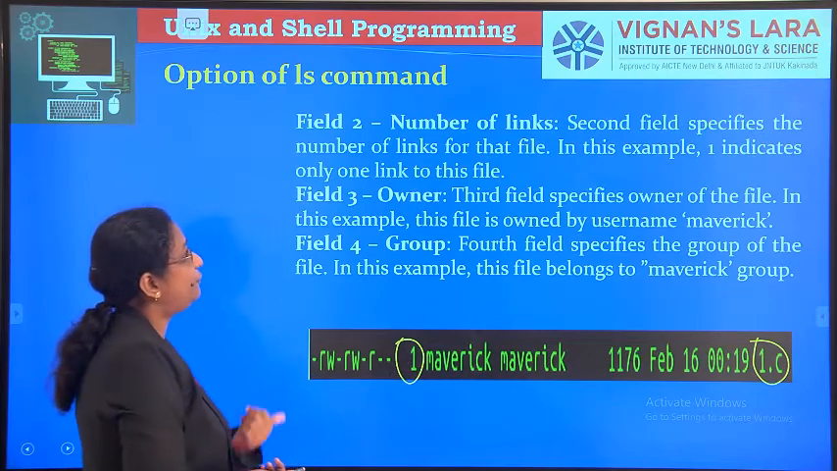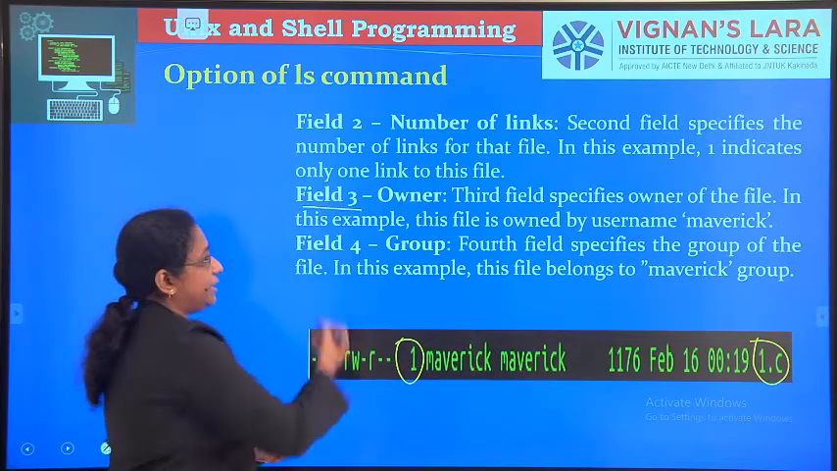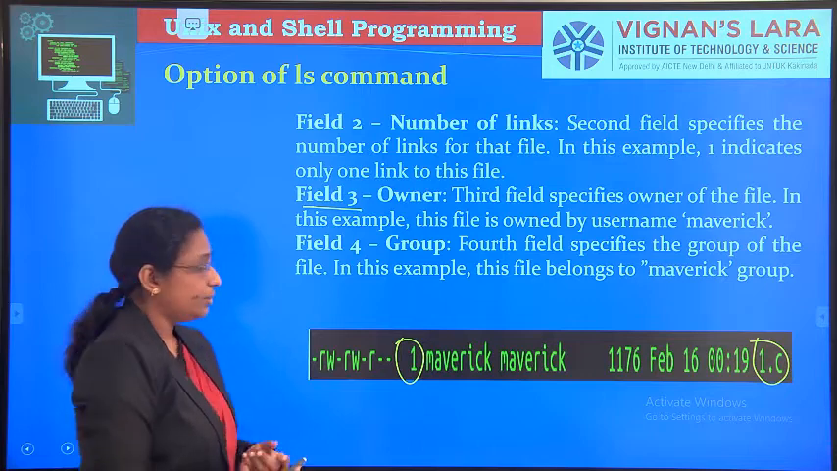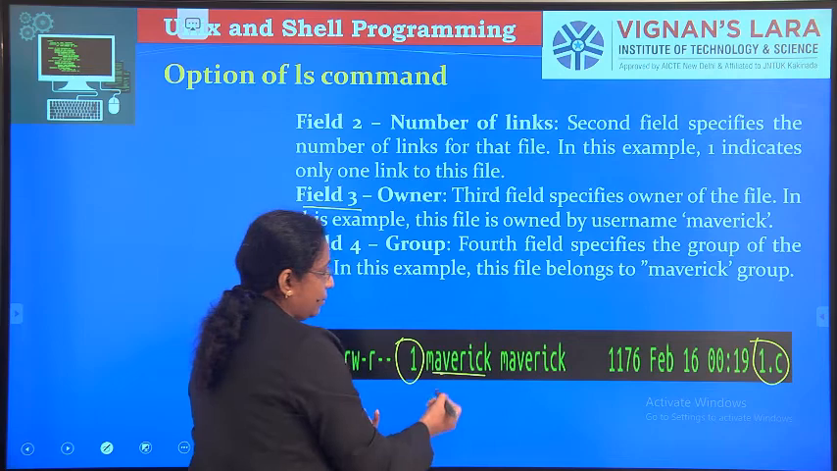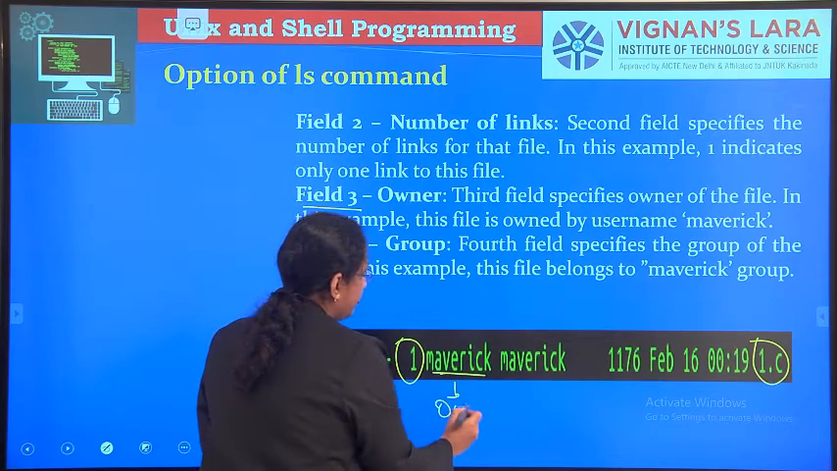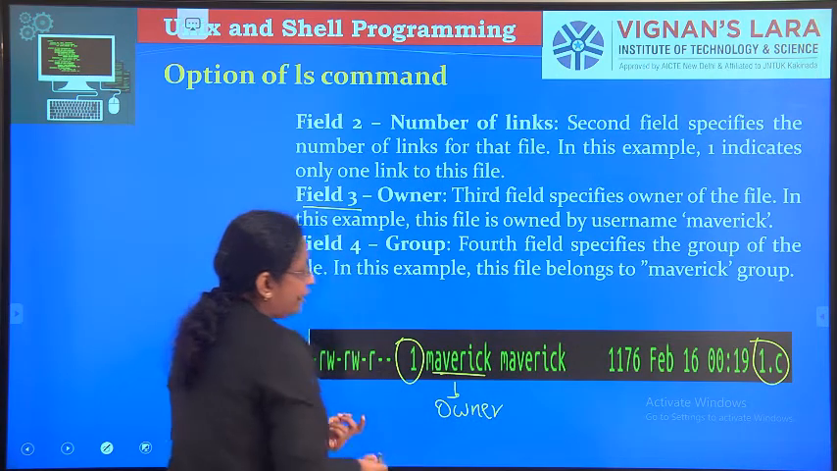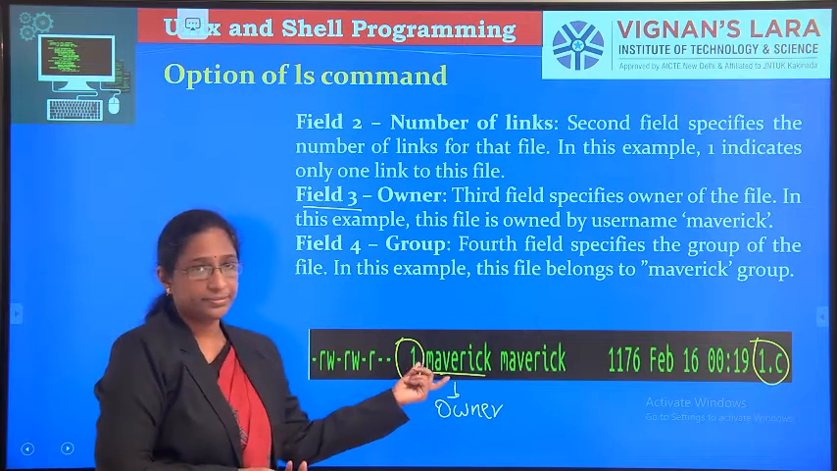And field 3 specifies the owner. Who is the owner of this file? That is specified by field 3. So this is the owner; here the owner of the file is Mahavik.